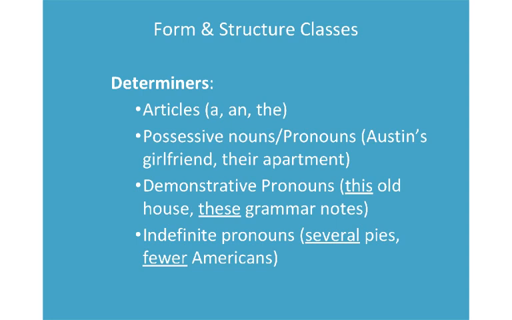Determiners are articles like a, an, or the. They are possessive nouns or pronouns like Austin's girlfriend, their apartment. They are demonstrative pronouns like this old house or these grammar notes. And they're indefinite pronouns like several pies, fewer Americans, many cats.